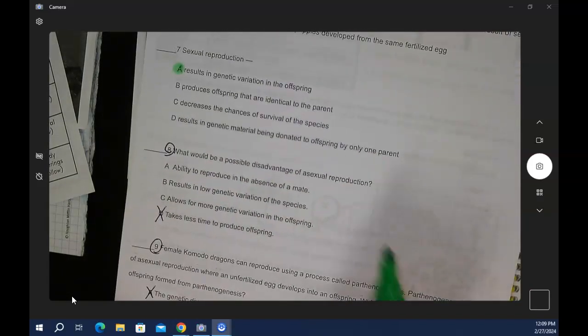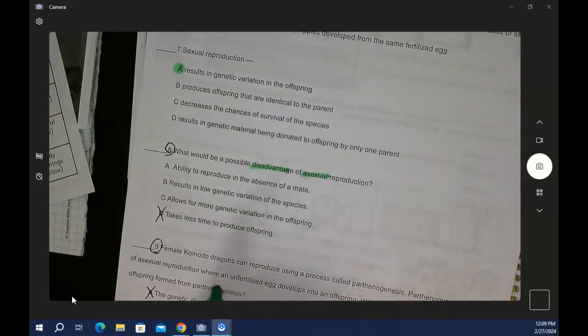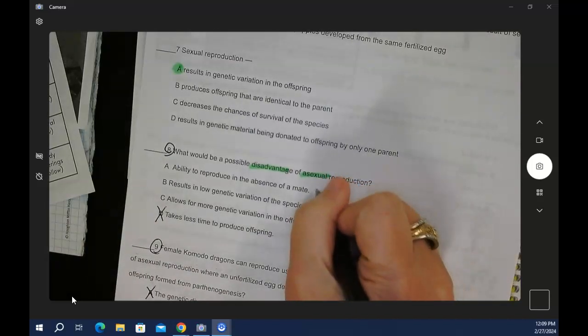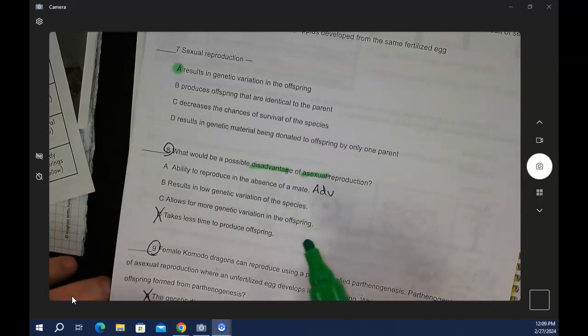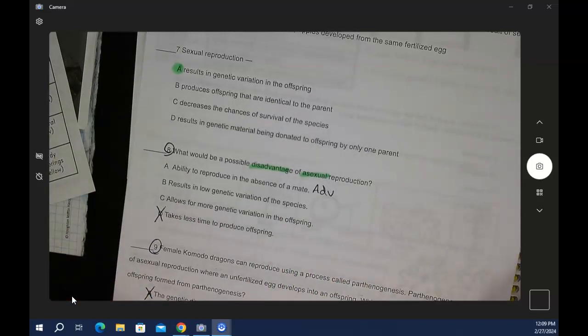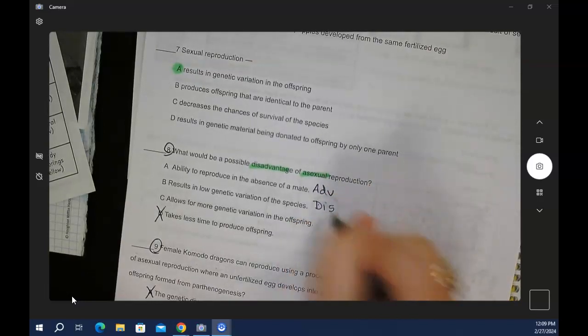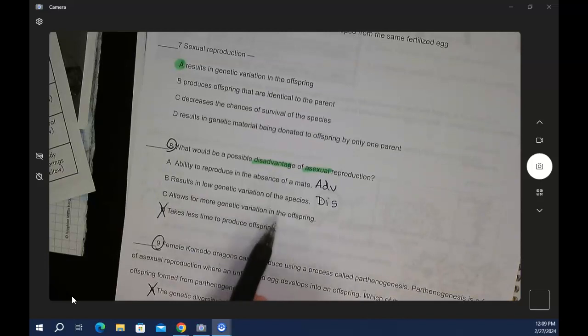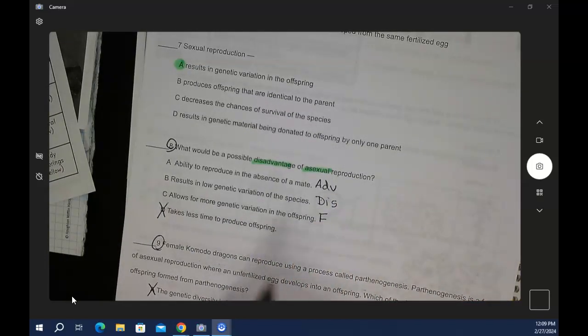What would be a possible disadvantage of asexual reproduction? The ability to reproduce in the absence of a mate. That is asexual, but it is an advantage. Results in a low genetic variation of the species. That is true of asexual, and it is a disadvantage. Allows for more genetic variation of the offspring. That's false. Takes less time. That is also false. So it would be D.